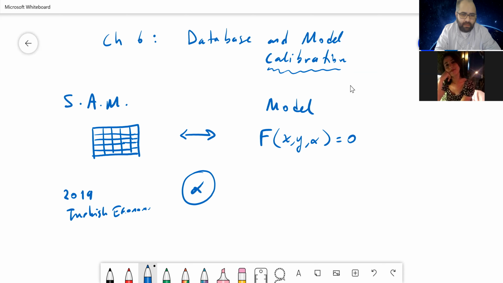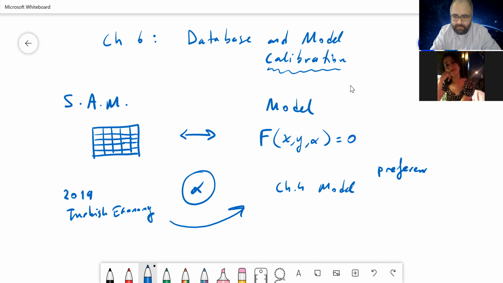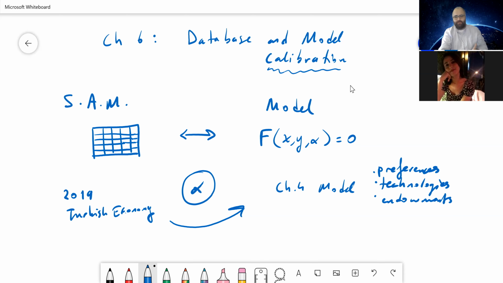I mean, how can I apply a particular model, all right? Let's say the model in chapter 4, okay? How can you use the data for the Turkish economy at the year 2019 to learn about the parameters of chapter 4, right? Because in that model, you have preferences, okay? You have technologies, and you have endowments, right? So in a simple neoclassical general equilibrium model, preferences are represented by utility functions, right? Technologies are represented by production functions, and there are input-output coefficients, etc. And there are endowments in the economy, like labor endowment, capital endowment, land endowment, right?